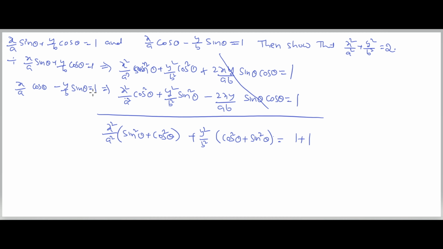X square by a square into sin square theta plus cos square theta is 1, and y square by b square into cos square theta plus sin square theta is 1, that is 2. That is x square by a square plus y square by b square is equal to 2.